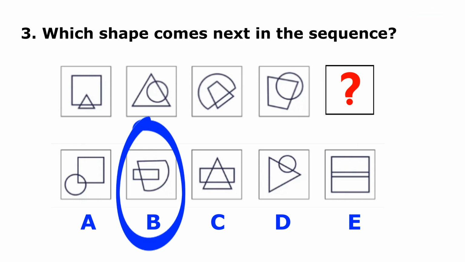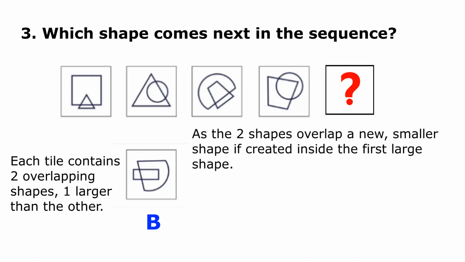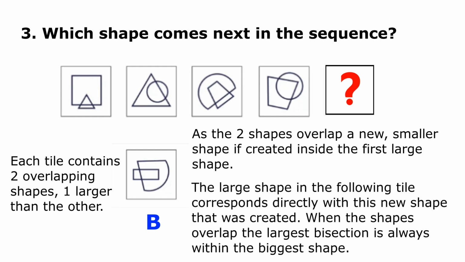The answer is letter B. Each tile contains 2 overlapping shapes, one larger than the other. As the 2 shapes overlap, a new, smaller shape is created inside the first large shape. The large shape in the following tile corresponds directly with this new shape that was created. When the shapes overlap, the largest bisection is always within the biggest shape.